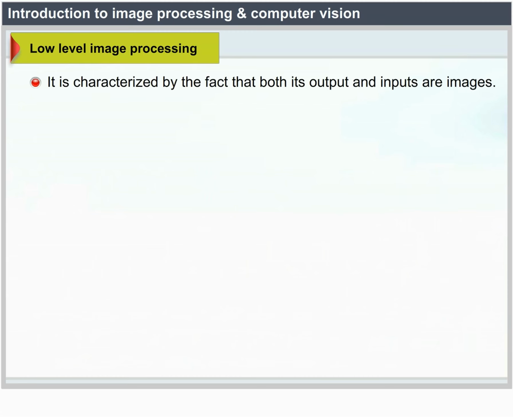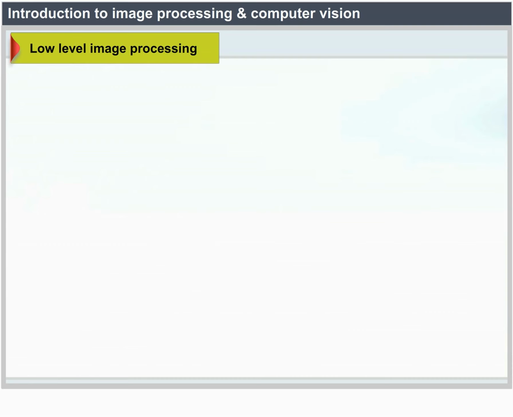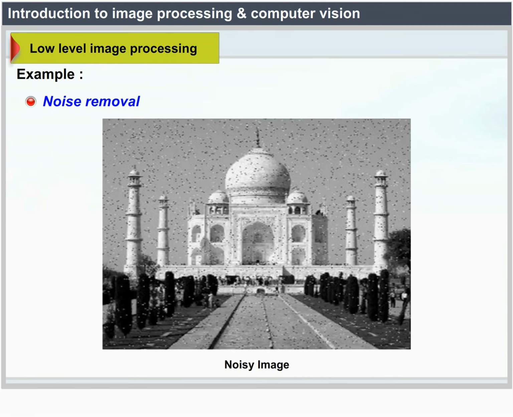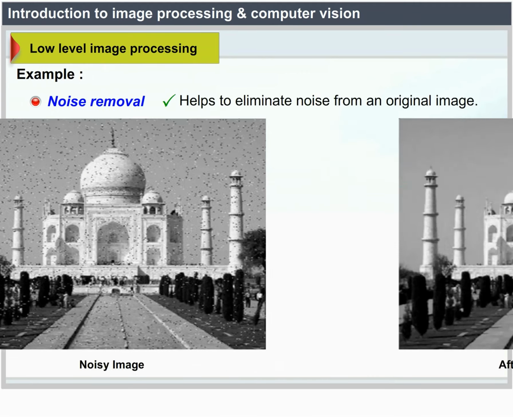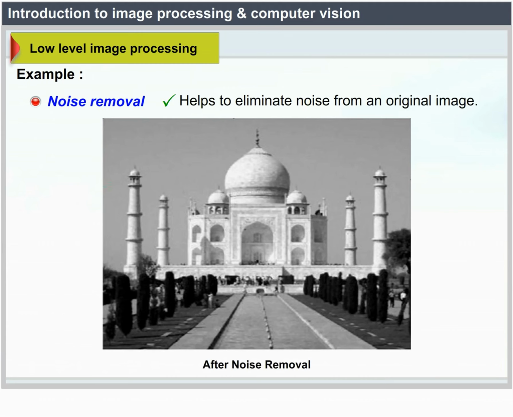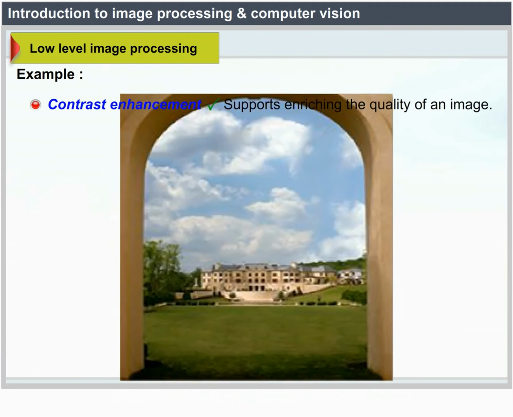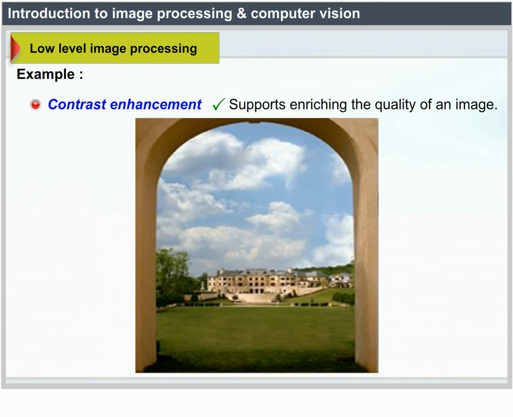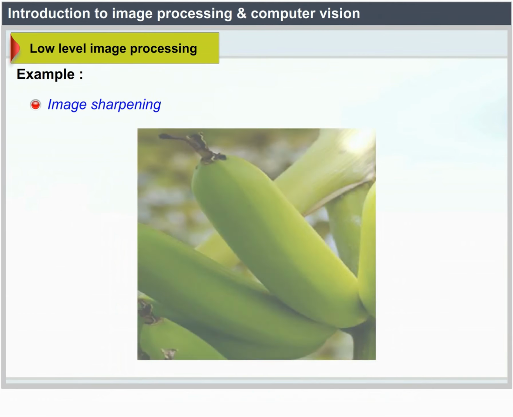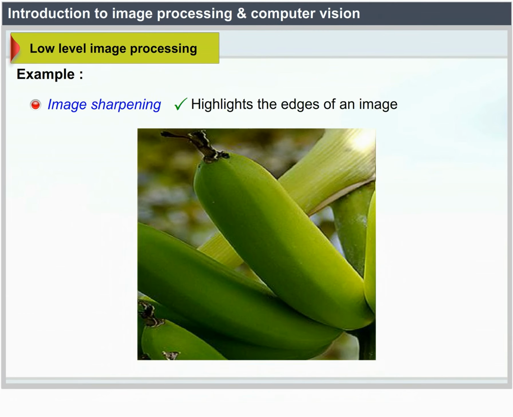Low-level image processing. It is characterized by the fact that both its inputs and outputs are images. Example: noise removal, used to remove noise from an original image. Contrast enhancement, used to improve quality of an image. Image sharpening, highlights the edges of an image.